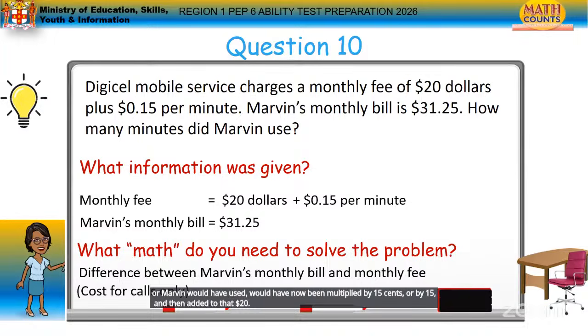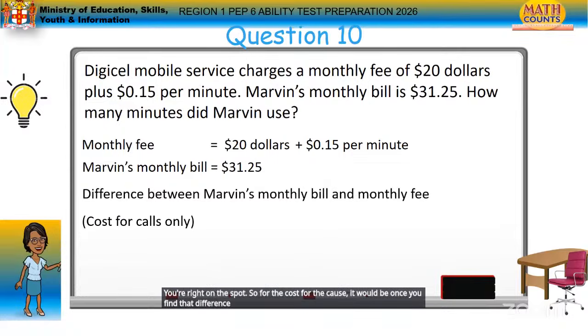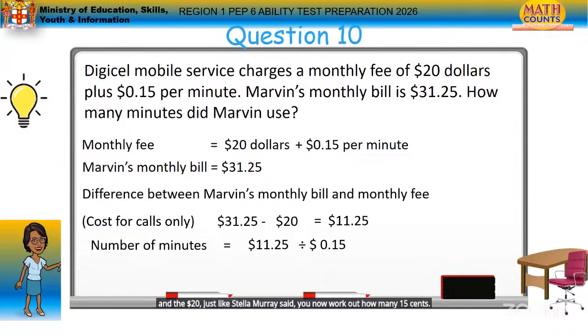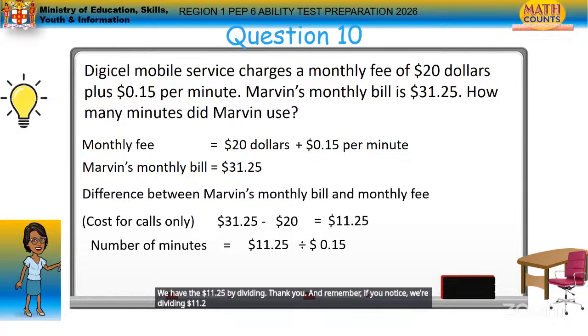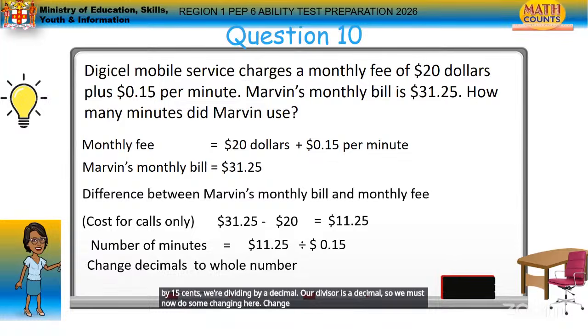You're right on spot. So for the cost of the calls, once you find that difference between $31.25 and the $20, just like Stella Maris said, you now work out how many 15 cents we have in the $11.25 by dividing. And remember, if you notice, we're dividing $11.25 here by 15 cents. We're dividing by a decimal. Our divisor is a decimal. So we must now do some changing here. Change the decimals to whole numbers.